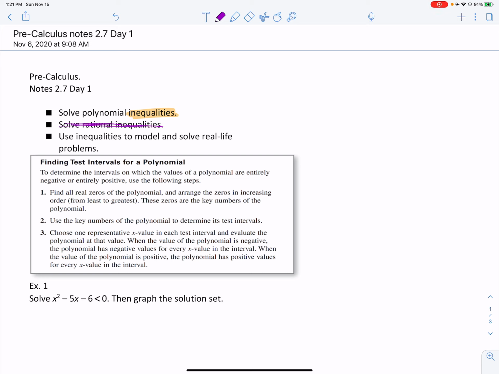And so then finding test intervals for a polynomial is much the same as what we've been doing. Find all the real zeros of the polynomial and arrange the zeros in increasing order from least to greatest. So that's similar to what we've done in the past for graphing. And then these zeros are the key numbers of the polynomial. And then use those key numbers to get test intervals and choose one representative x value in each test interval. And we're going to determine if the polynomial is positive or negative. You've experienced this before, and this is going to help us solve the inequality.